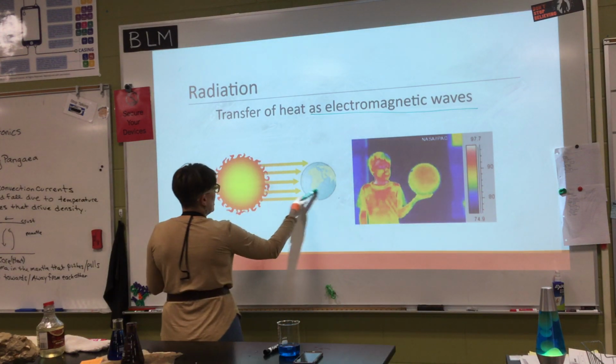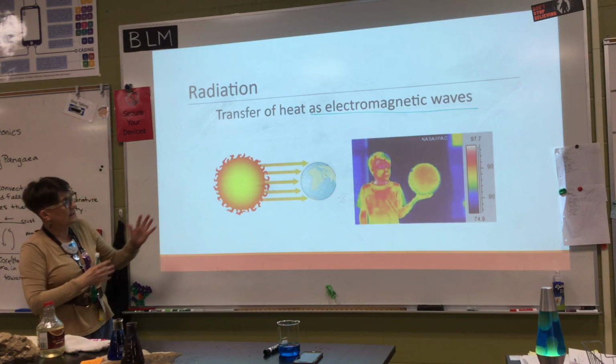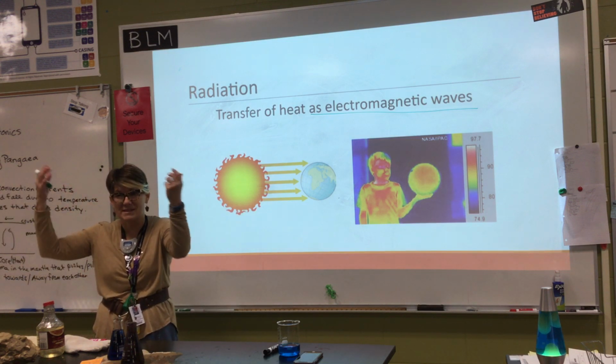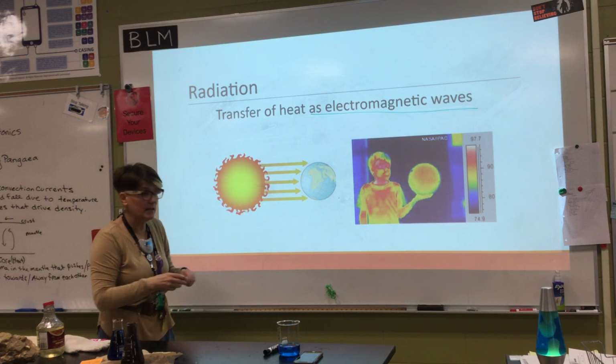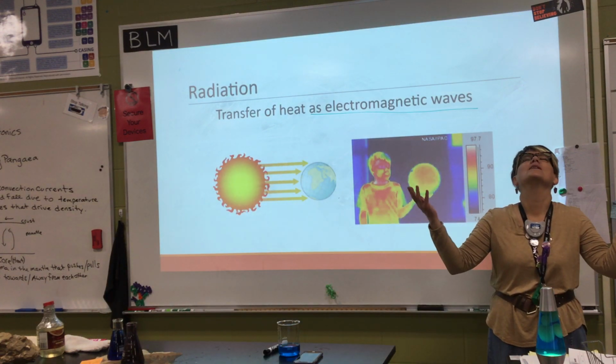Sunlight coming from our sun to our planet is also electromagnetic waves. So that's how, when you go outside, you're like, oh, it feels warm. You just feel the warmth of the sun. That's electromagnetic thermal radiation.